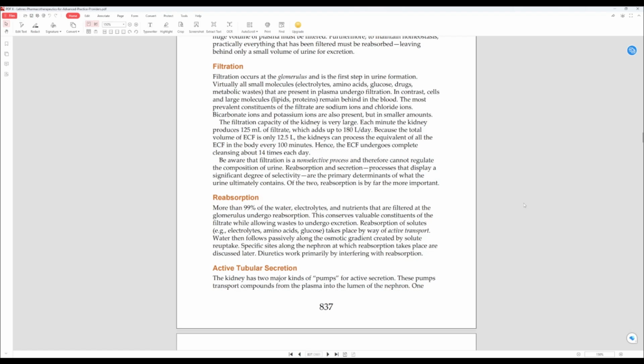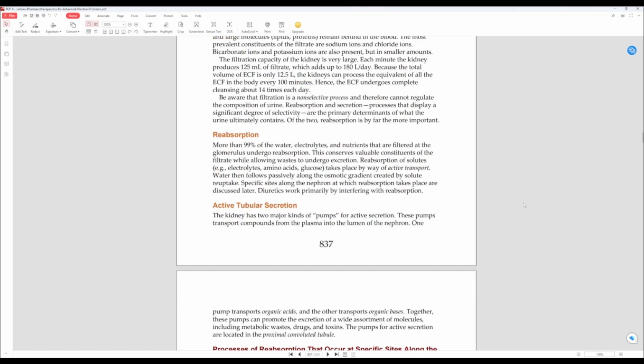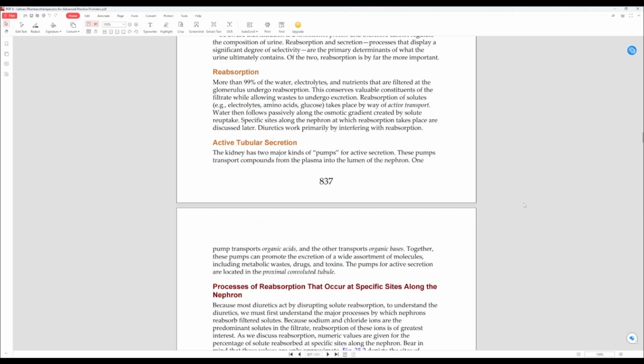Be aware that filtration is a non-selective process and therefore cannot regulate the composition of urine. Reabsorption and secretion, processes that display a significant degree of selectivity, are the primary determinants of what the urine ultimately contains. Of the two, reabsorption is by far the more important one. More than 99% of the water, electrolytes, and nutrients that are filtered at the glomerulus undergo reabsorption. This conserves valuable constituents of the filtrate while allowing wastes to undergo excretion.